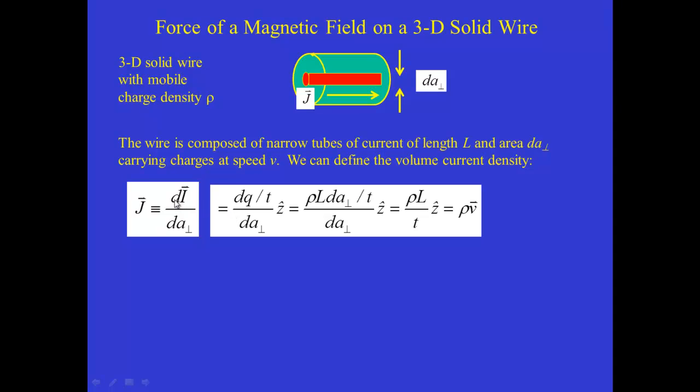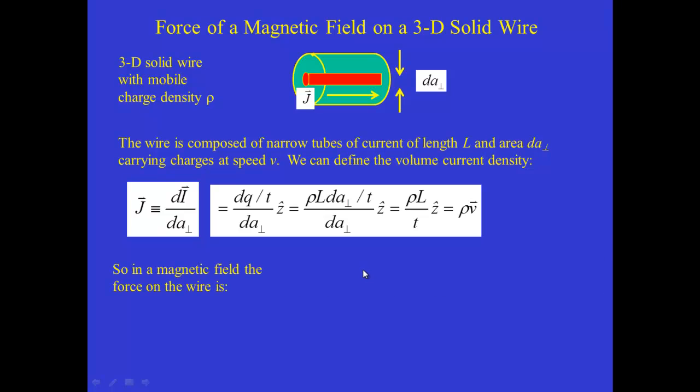And once again, let's just simplify this. The dI becomes dq over t in the z hat direction. Now dq, since this is a three-dimensional quantity, is equal to a charge per unit volume times a volume. L times dA perpendicular is the volume of that tube. So rho times the volume gives us the charge in the tube over T. And once again, the dA perpendicular terms cancel out, leaving us with rho L over T in the z hat direction. L over T, well, that's just the velocity, showing us that J, the current per unit area, can be written as rho v.